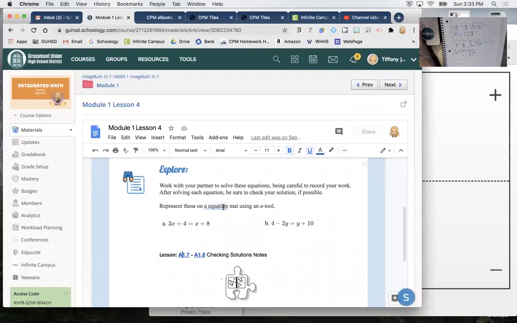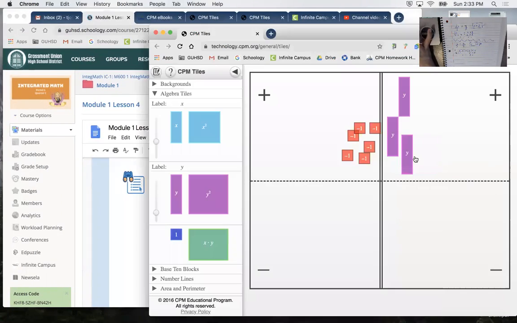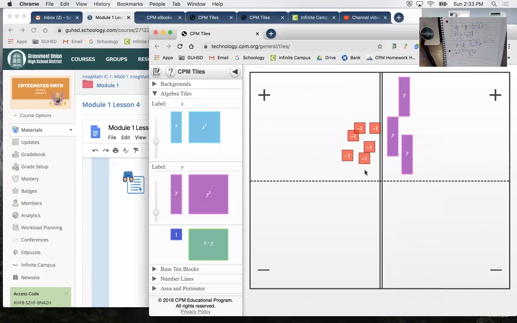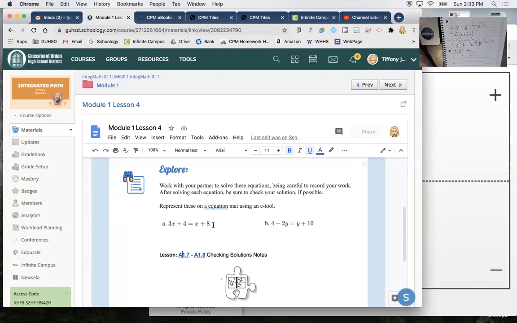So that shows you how to do it this way. If it says represent these on an equation mat with an e-tool, that's what you're going to do. You're going to take a picture of this right here, or you could actually leave it this way so that I can see that you can build it right from the beginning. It's up to you. I will accept either. You can have the simplified version, or you can take a picture of it just like this, but then show me how you've arrived at your answer on a piece of paper as well.